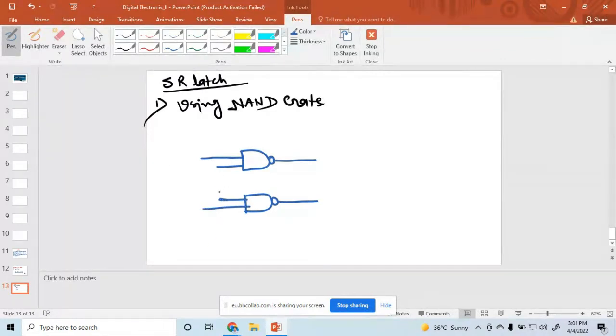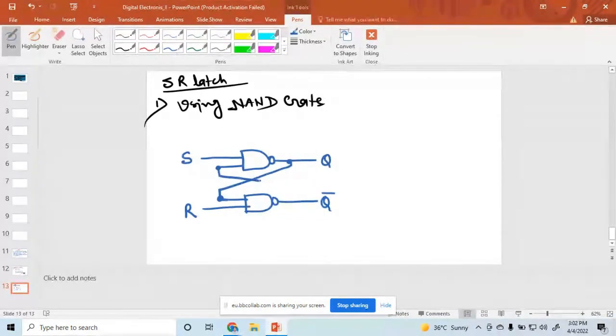So two NAND gates are connected. This input is called set, S, and this one is reset, R. The outputs are Q and Q bar. The output of the first NAND gate is connected here, and the output of the second NAND gate is connected here. This is called the SR latch.